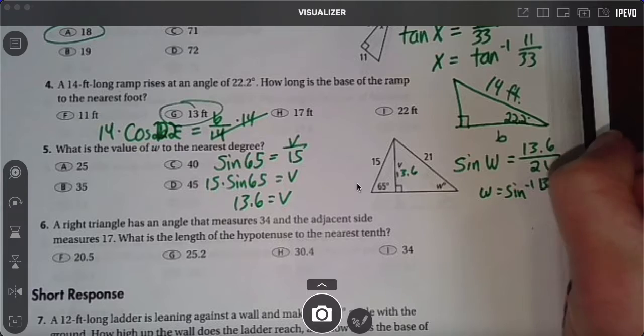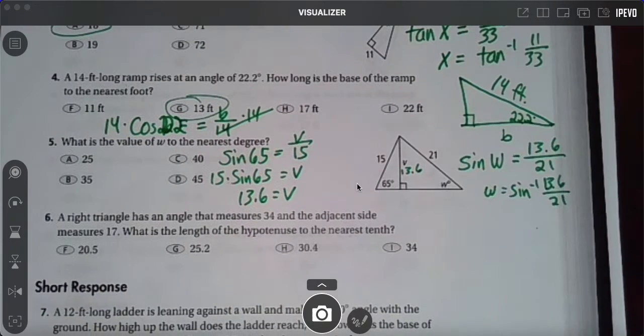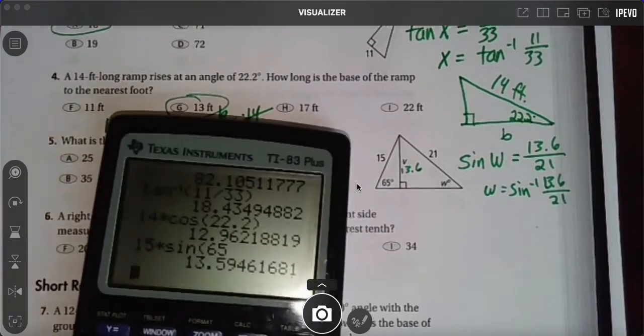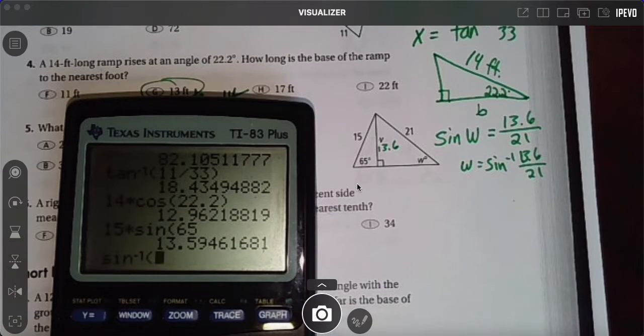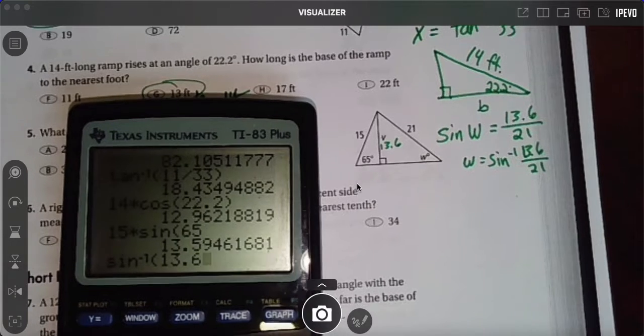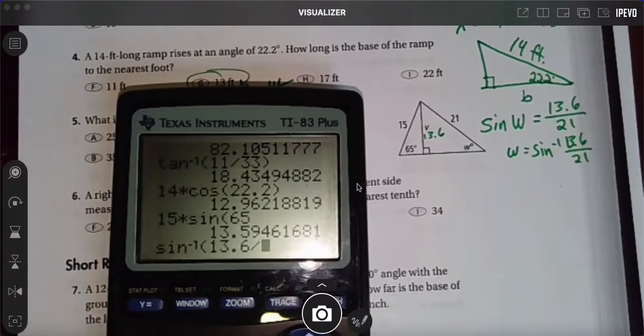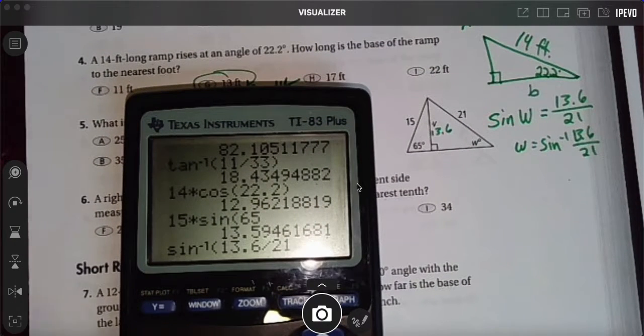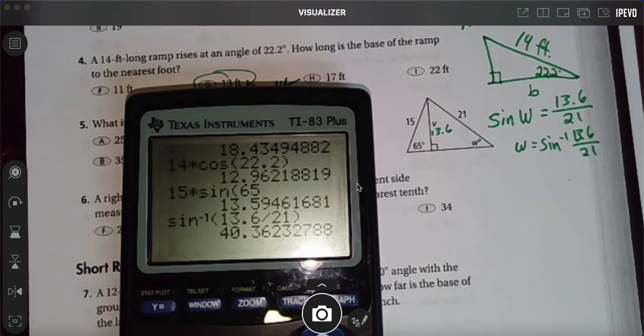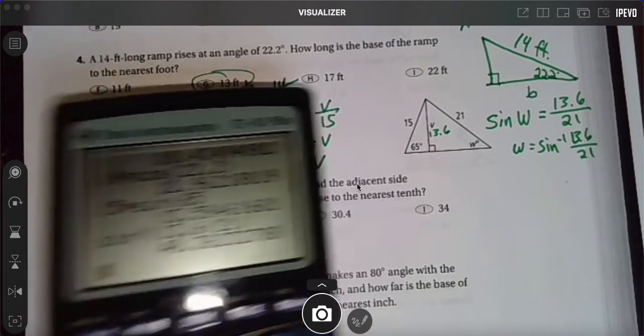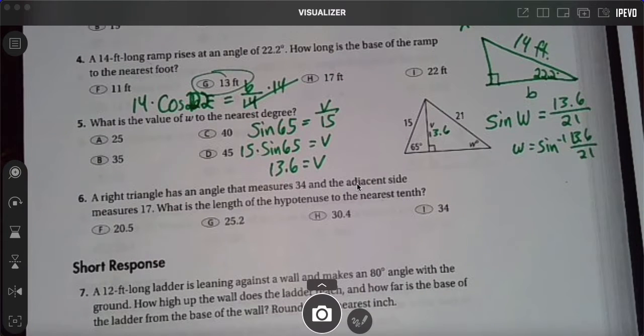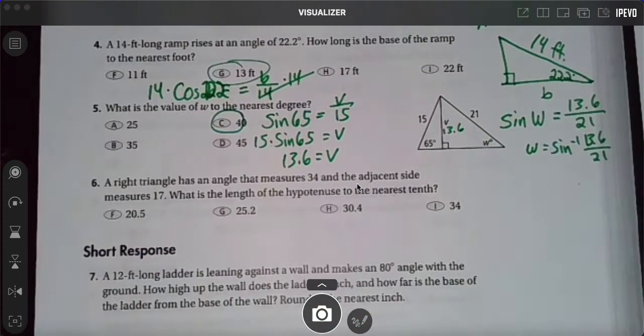And you would just type this in your calculator. Okay, so I'm going to type in the sine inverse of 13.6 divided by 21. And I get 40.36. So what is that going to be? That's just going to be 40 because it says to the nearest degree. So it's 40.